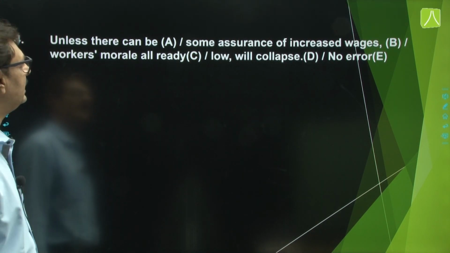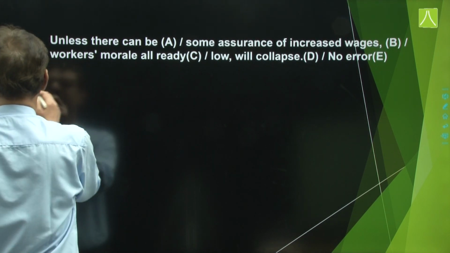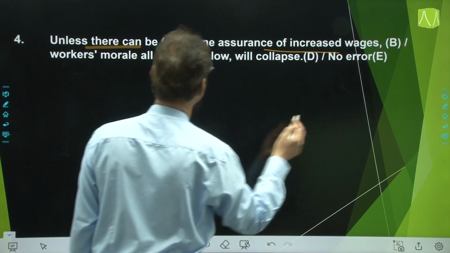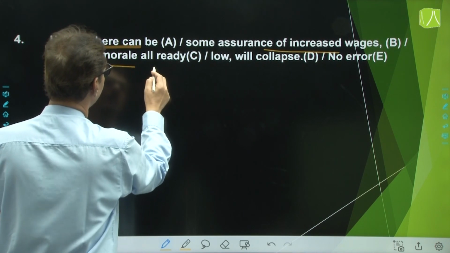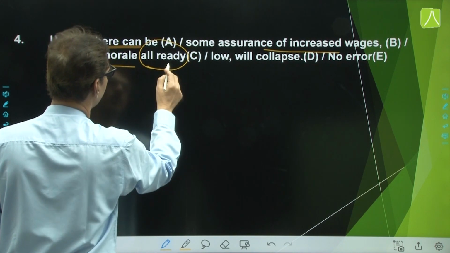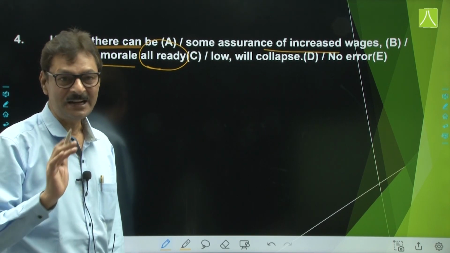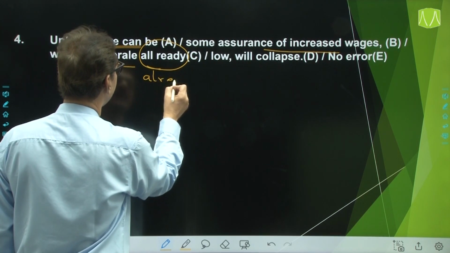Read it very carefully. Unless there can be, yes, if you just try to identify, there is nothing over here. Some assurance of increased wages, simple sentence है, workers' morale already low. Already, सब तैयार. क्या ये सही है? No. So what is the error over here? The word should have been already.